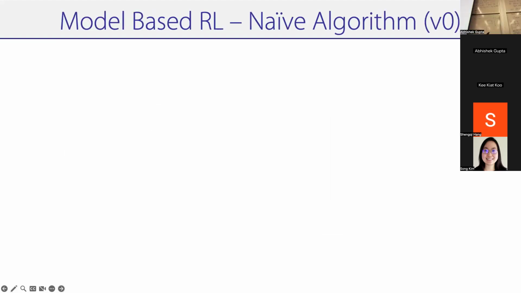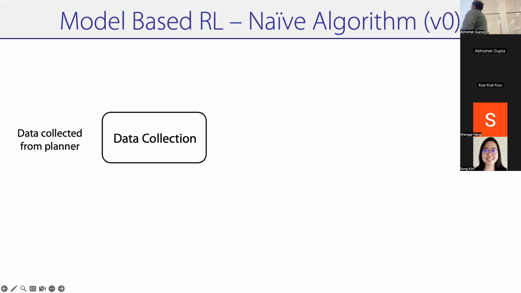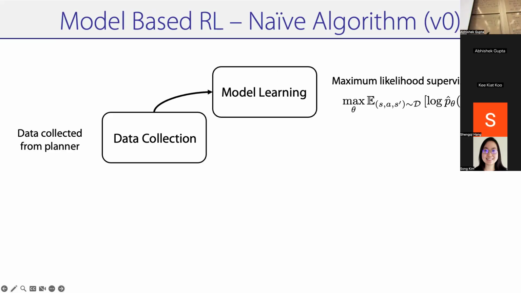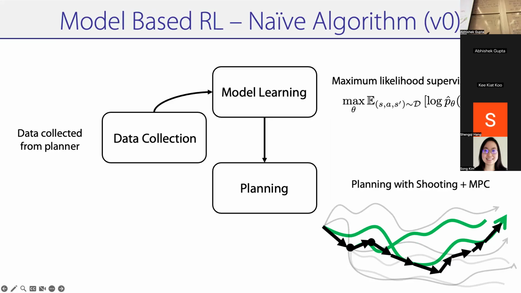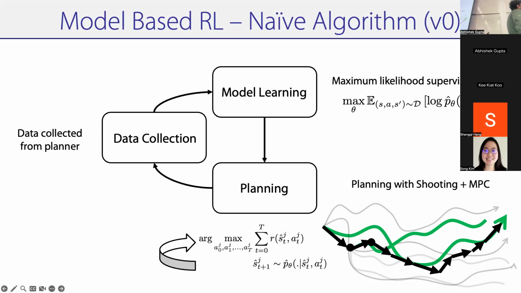Okay, so the most naive algorithm we did was we said we're going to collect some data. We're then going to learn a model with supervised learning, so one-step supervised learning, which is maximum likelihood. We're then going to do planning with a variant of random shooting plus model predictive control. Model predictive control means we're going to run open loop for some steps and then replan. And then we're going to repeat.